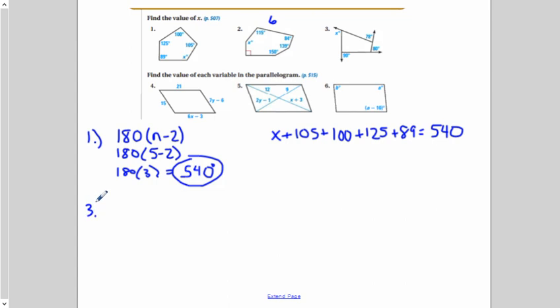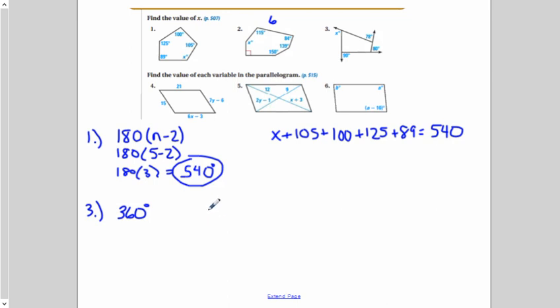Okay, let me show you number 3 though, because 3 is different because the angles are not inside, they're on the exterior, the outside. So in this case, the angles on the outside of a polygon, the exterior angles, they always add up to 360 degrees. So it doesn't matter if it's a pentagon, hexagon, octagon, decagon, doesn't matter. It's going to add up to 360.